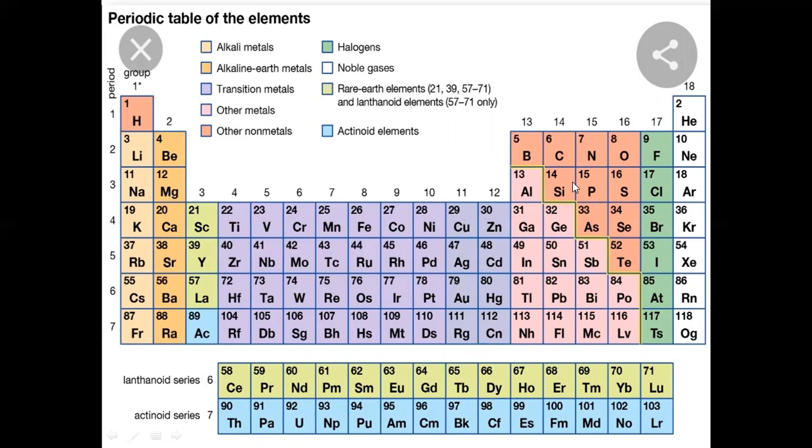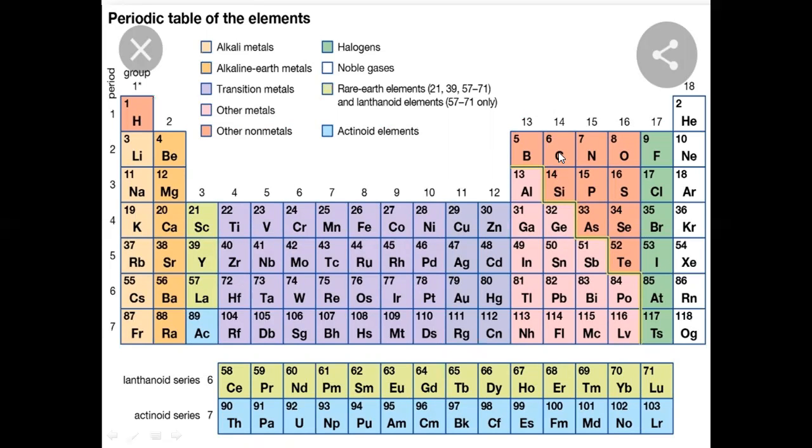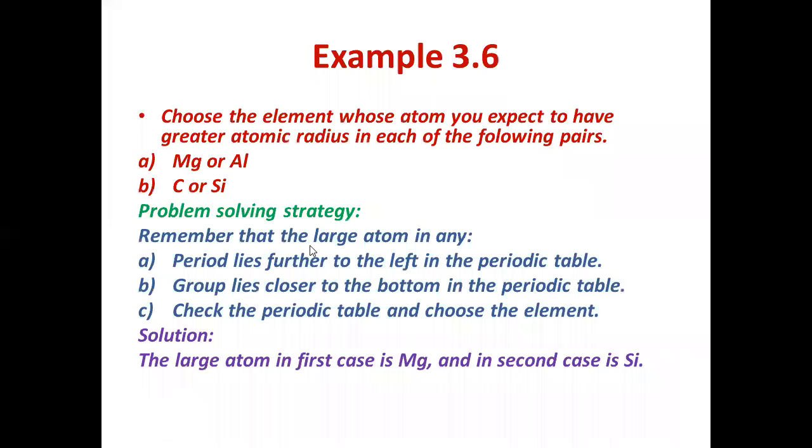And second is carbon and silicon. Carbon and silicon both are present in group number 14 or 4A of the periodic table. Carbon has two shells and silicon has three shells. So definitely, the greater the number of shells, the greater the atomic radius. So from checking their position in the periodic table, you can say that the larger atom in the first case is magnesium, and in the second case the larger atom is silicon.